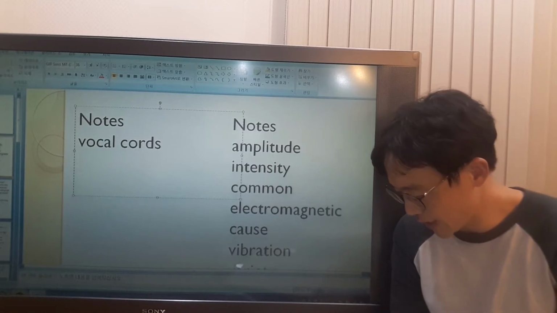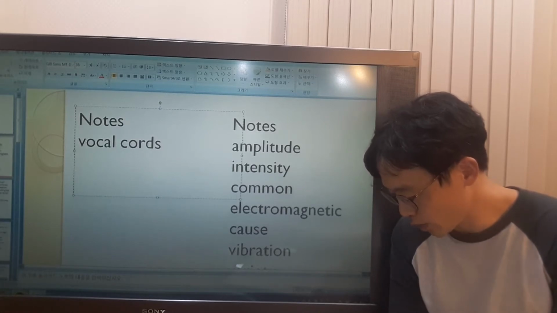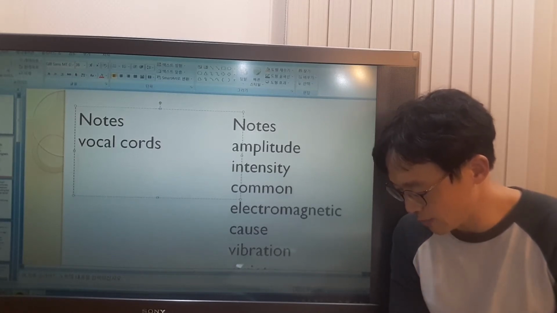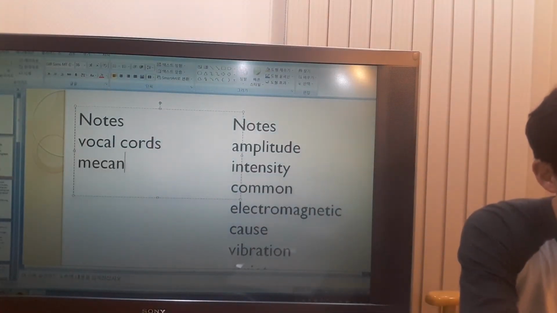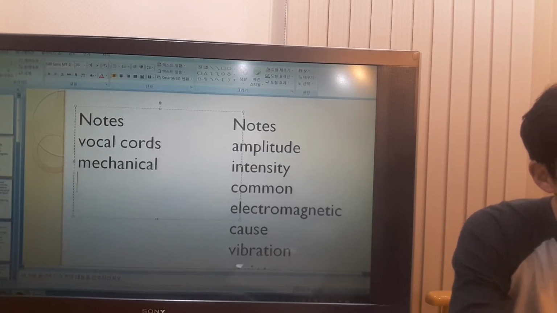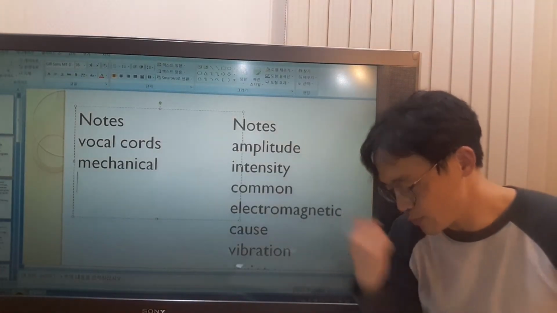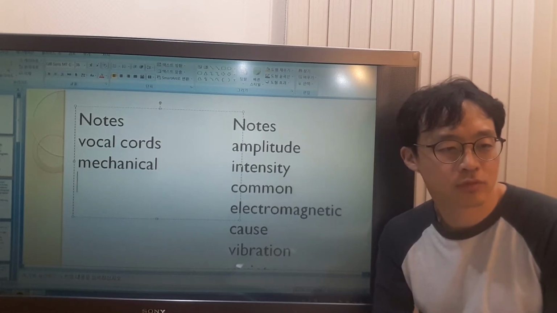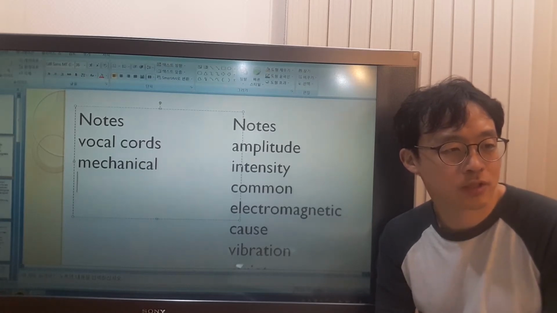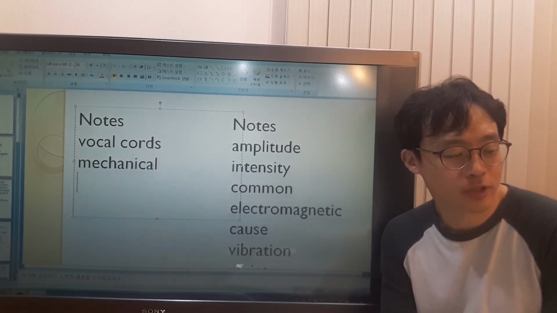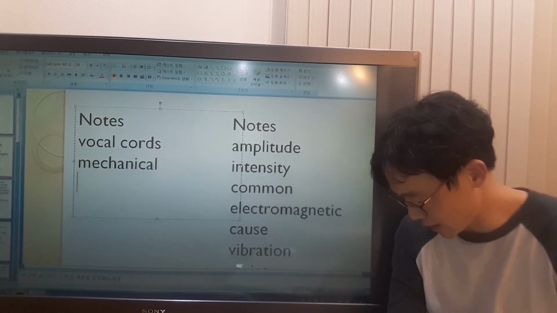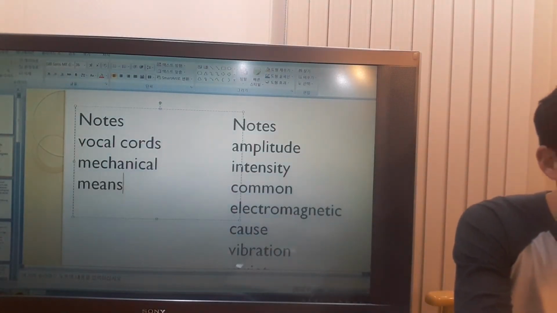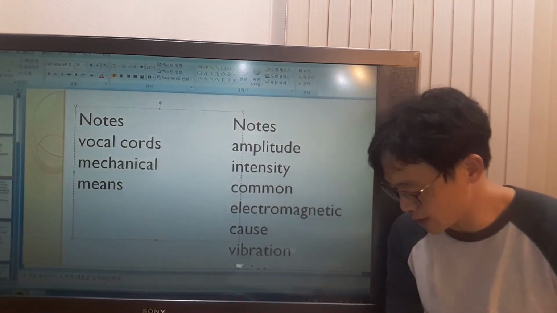Also, sound can be created by mechanical means, such as a stereo, or by simple means, such as when one object strikes another. Sound can be created by mechanical means. What does mechanical mean? Mechanical means using machines, okay? What's a machine? A machine has parts which move when it works, and it gets its power from electricity or an engine, all right? That's mechanical. Mechanical means. What's a means? Means is a way of doing something, such as a stereo.